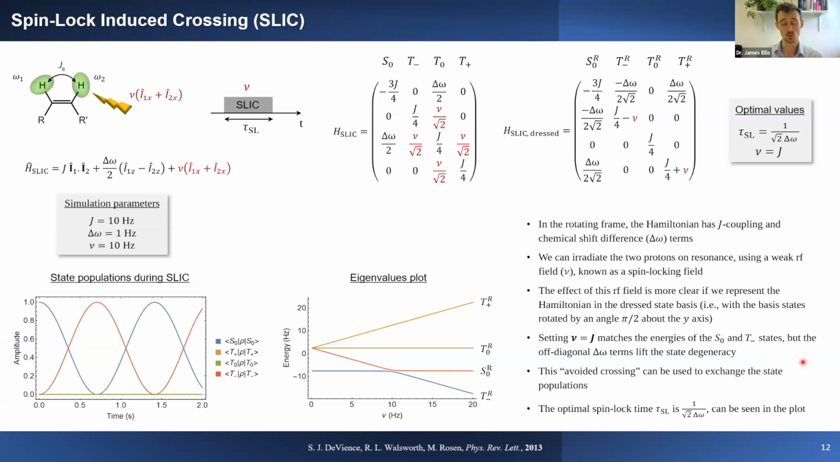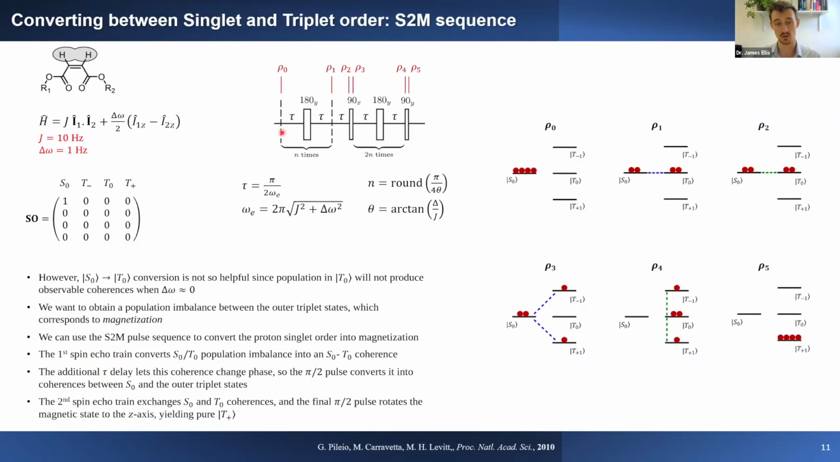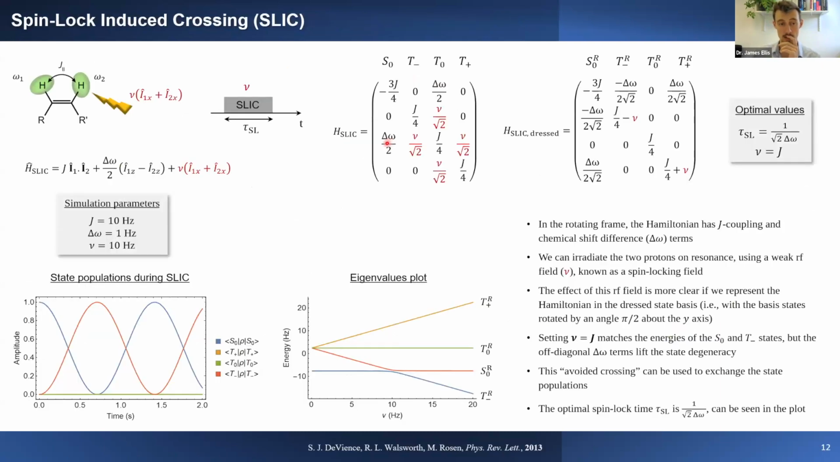That was what we could call a hard pulse method. This can be done at high magnetic field, just by pulsing on the sample using conventional hard pulses. But a different approach that was published in 2013 is what we could call a soft pulse approach, and this method works a little bit differently. We have a similar system: two protons with some small chemical shift difference. Now we're going to introduce a transverse magnetic field, called the SLIC pulse, a spin lock induced crossing pulse.